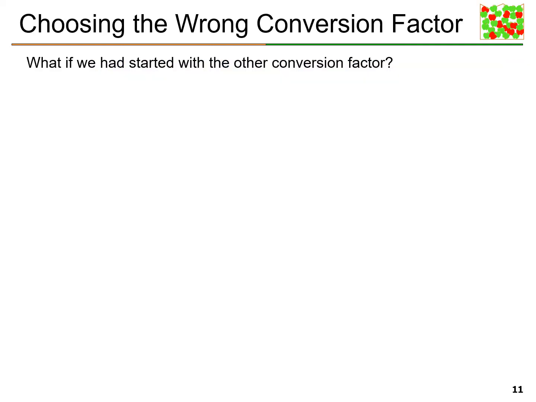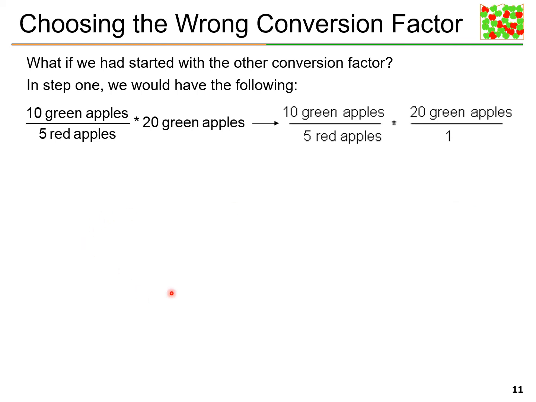Now, what if we choose the wrong conversion factor? What if we had started with the other conversion factor? In step one, we would have the following. We would have 10 green apples divided by 5 red apples, as opposed to 5 red apples in the numerator and 10 green apples in the denominator. And then after we rewrite the 20 green apples as a fraction with a denominator of 1, as we have done over here, we immediately see that we have a problem.